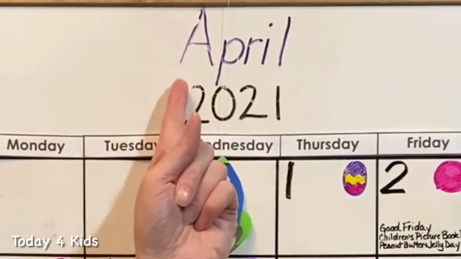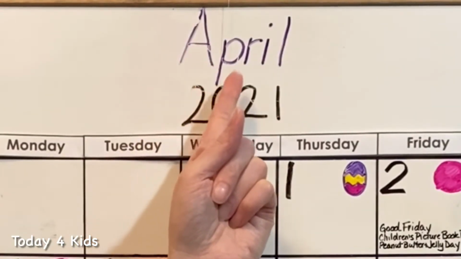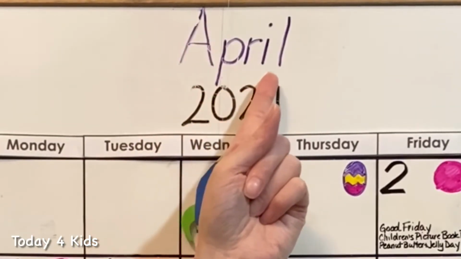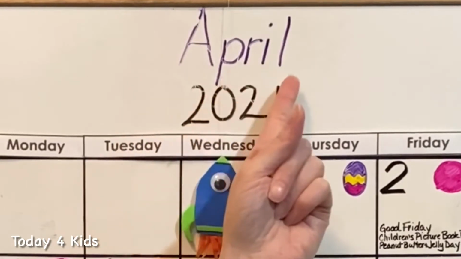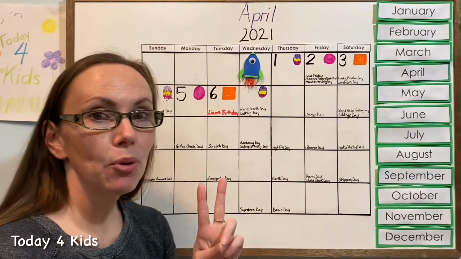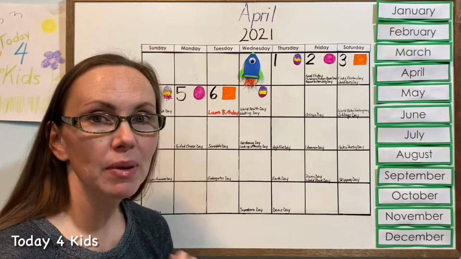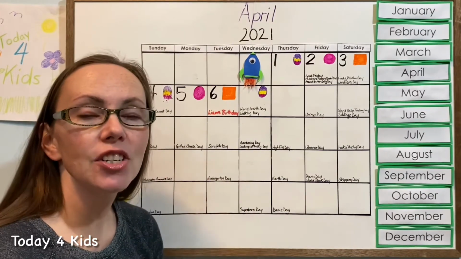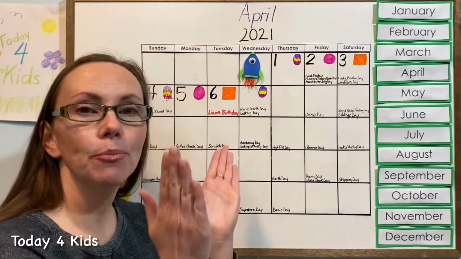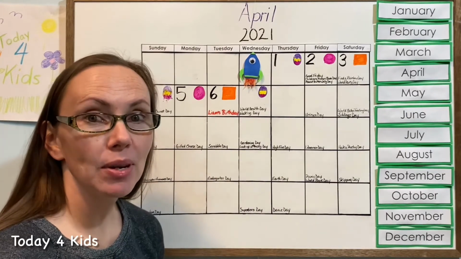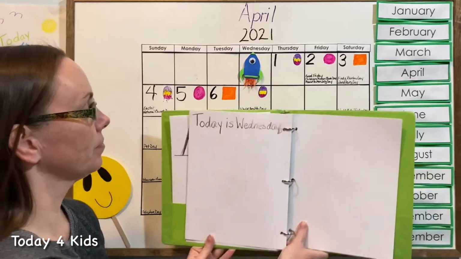So we have April, capital A-P-R-I-L. April. April. So April has 2 syllables. Will you clap them with me? April. Good job. Let's do it one more time. April. Excellent.